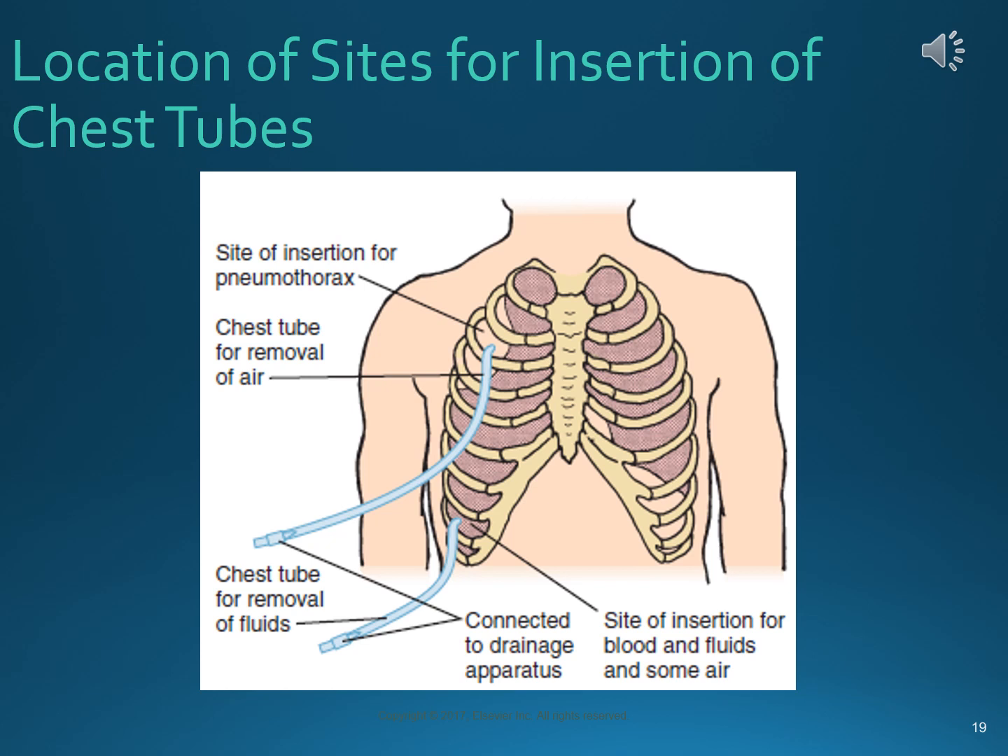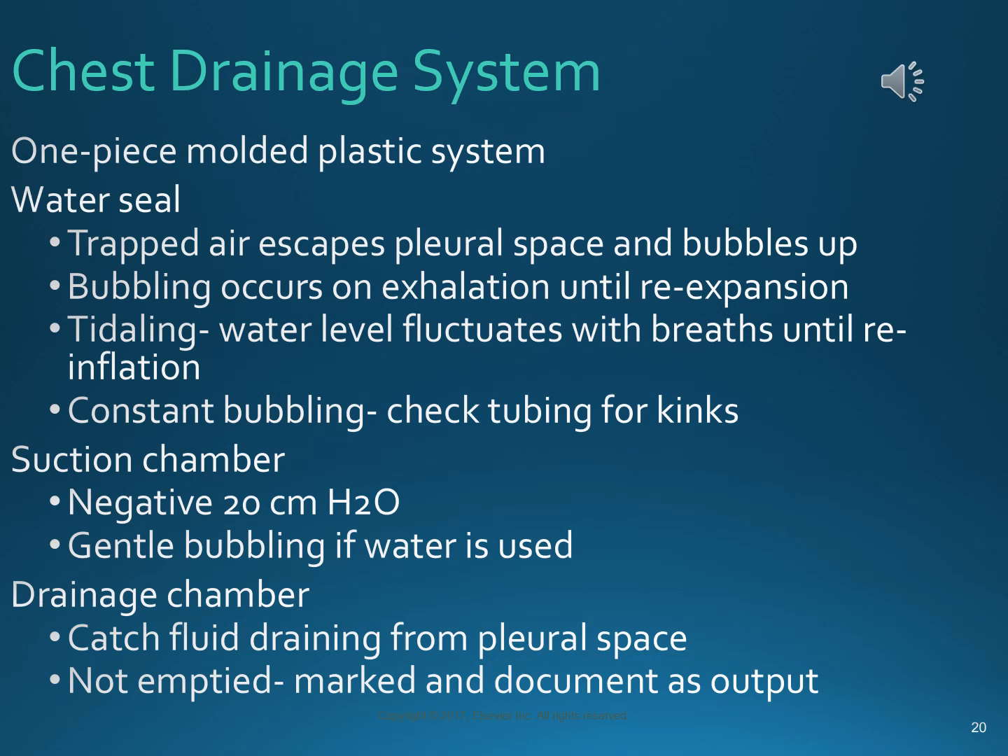will have a long tubing, and you'll see a picture of it here in a minute, but there's a chest drainage system with 3 different compartments, and this removes fluid, and it also removes some air as well. So a closed chest drainage system is a one-piece molded plastic system.